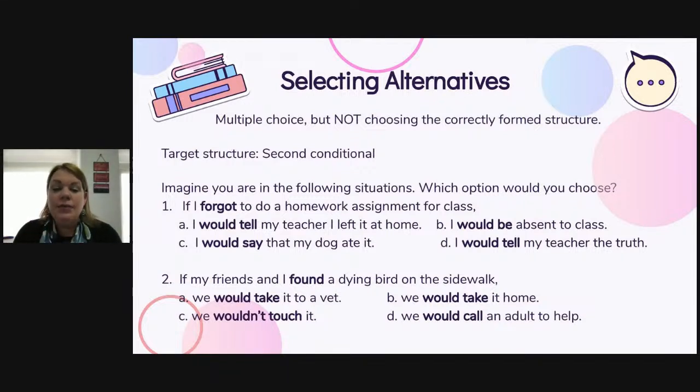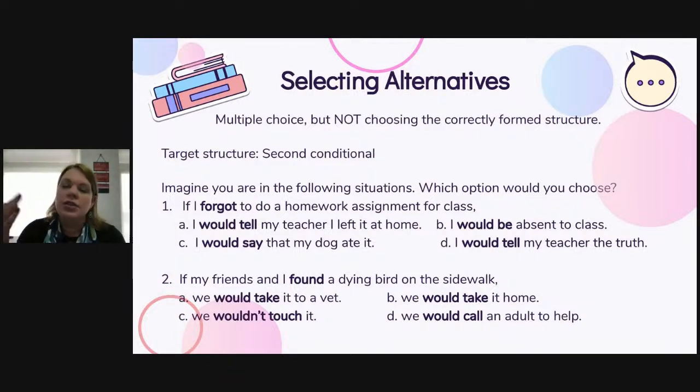Number 2, the same thing. If my friends and I found a dying bird on the sidewalk, A, we would take it to a vet. B, we would take it home. C, we wouldn't touch it. And D, we would call an adult to help. Yeah. So they can choose which option is more likely for them.